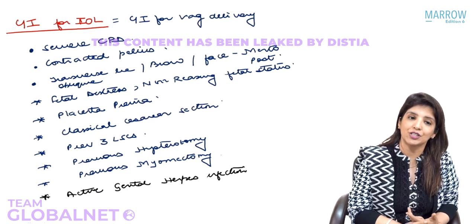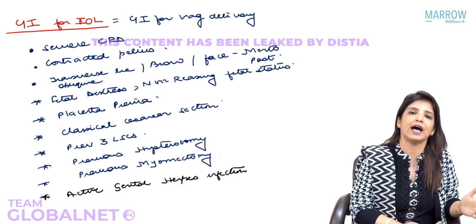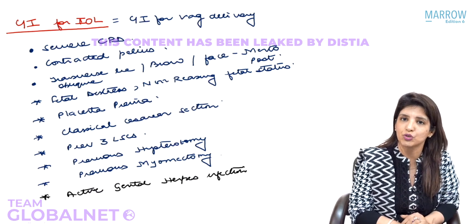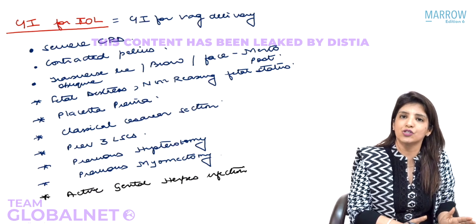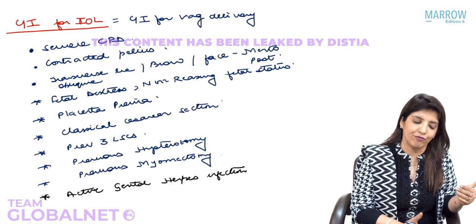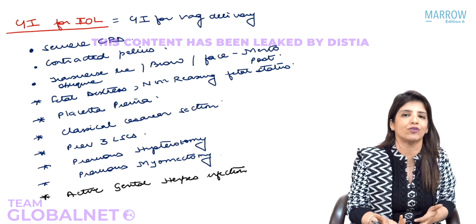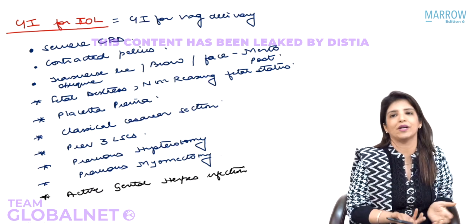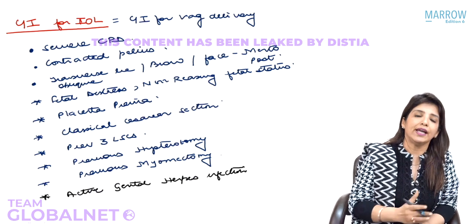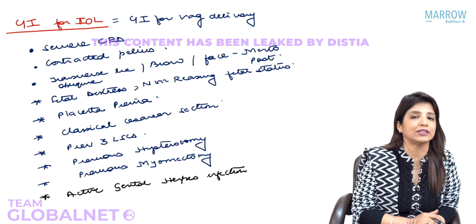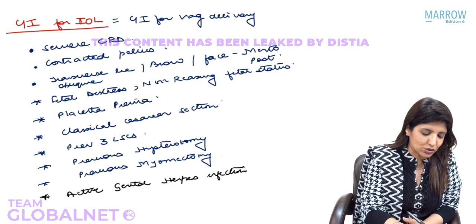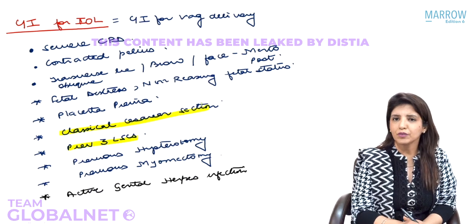In case of contracted pelvis, transverse lie, brow presentation, or in face if there is a mento-posterior position. In case of fetal distress or non-reassuring fetal heart rate, again vaginal delivery is contraindicated. You have to do a cesarean section, so induction of labor is contraindicated. In case of placenta previa, in case you have done a classical cesarean section in the previous pregnancy, or if you have done previous 3 LSCS.